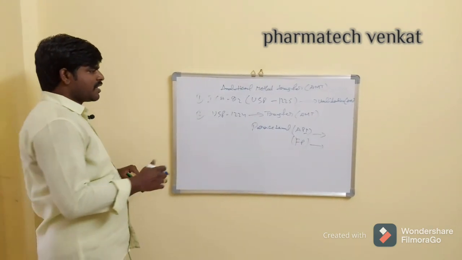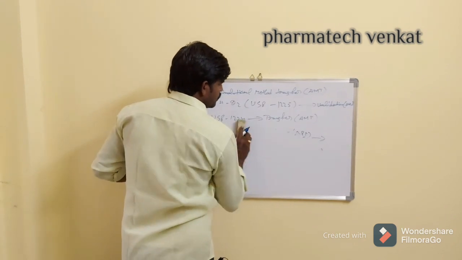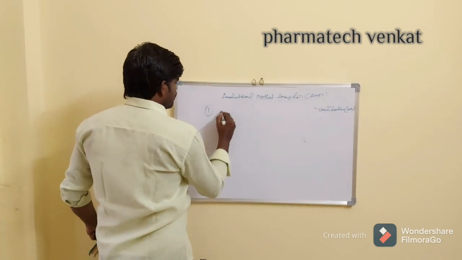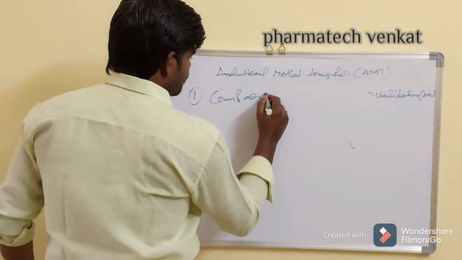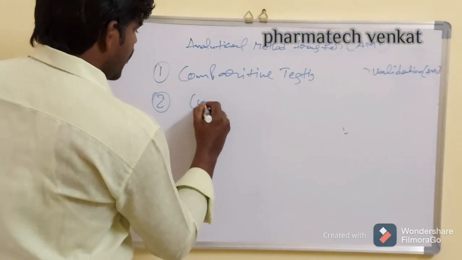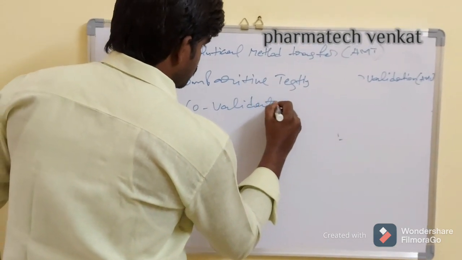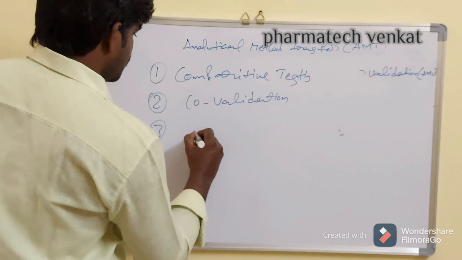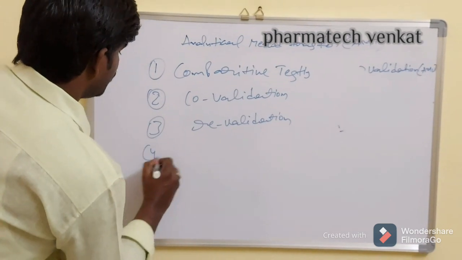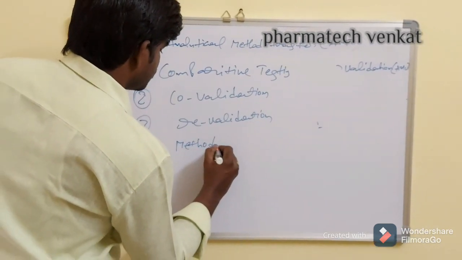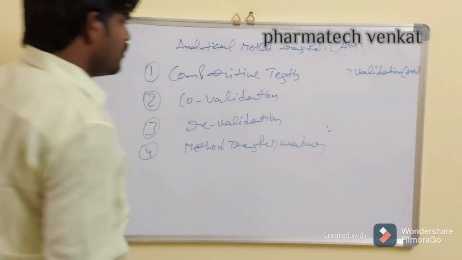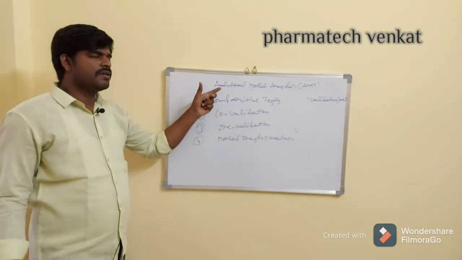In these method transfer activities, there are mainly four types. One is comparative testing, the second one is co-validation, the third one is revalidation, and the fourth one is method transfer waiver. These four cases we mostly use in AMT.